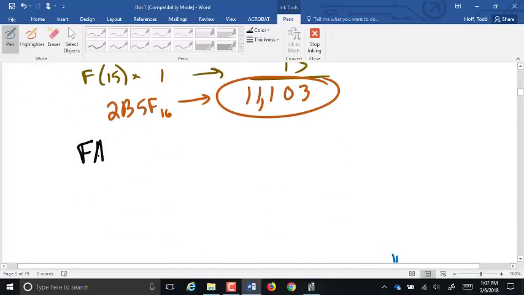In your notes, I want you to try this one. FACE base 16, sorry, hex, is what base 10? Convert that.